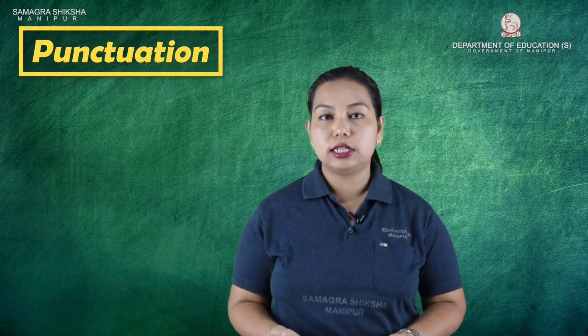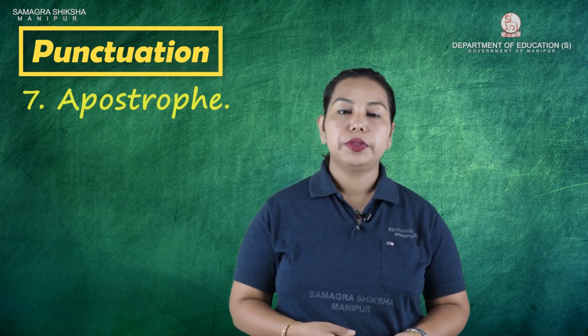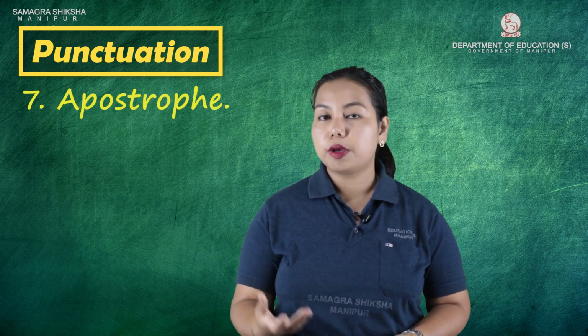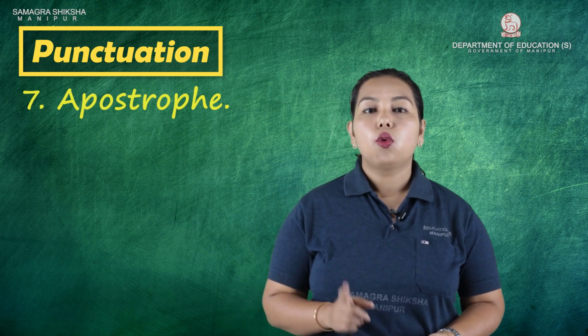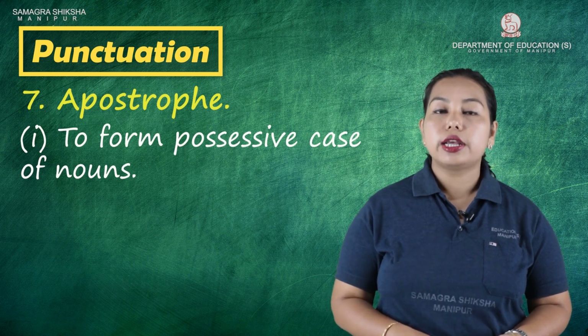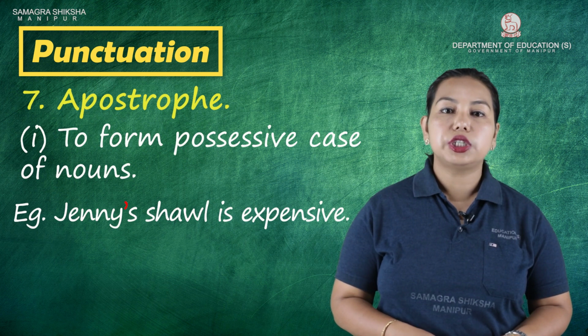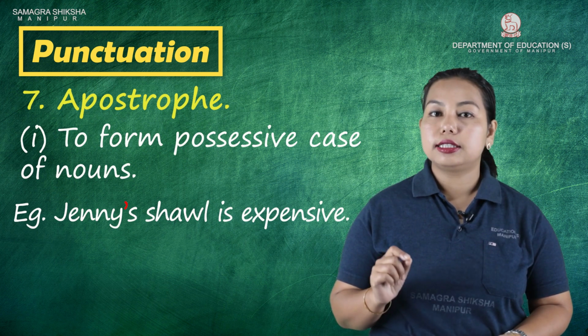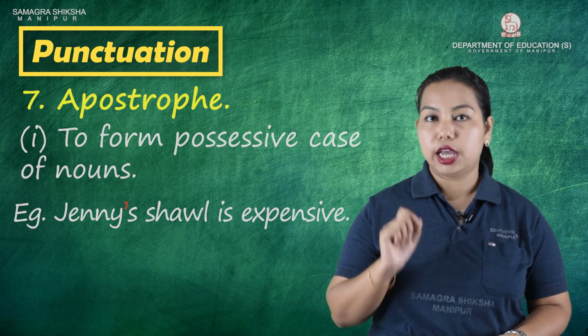Then last but not the least, we have the apostrophe. So apostrophe is also a punctuation mark, and the uses of apostrophe are as under. Number one is to form possessive case of nouns. For example, in this sentence, Jenny's shawl is expensive. This apostrophe indicates that the shawl belongs to Jenny.